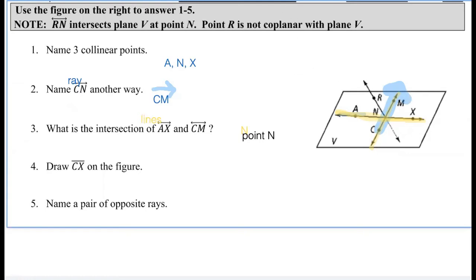Let's use green. And when we draw the segment, we need to know that segments have endpoints, no arrows. Thus we can see here on the notation, there's no arrows on the CX. And we just want to draw a straight line from point C to point X. And that's it. That's your segment.